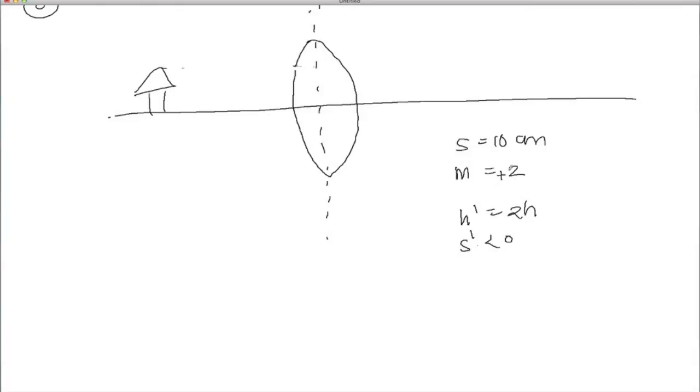Okay, write down your magnification equation. Excellent. Now let's try plugging in. Now remember that equation is really 3 equations in one. Which of the 3 equations is going to be helpful to us here? This one.